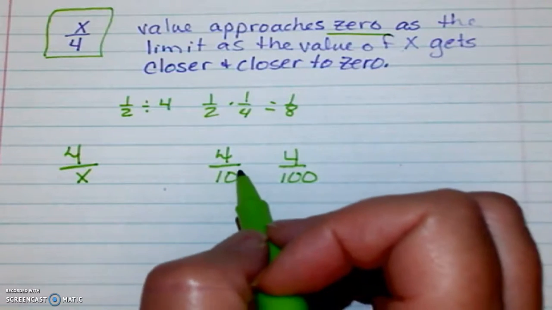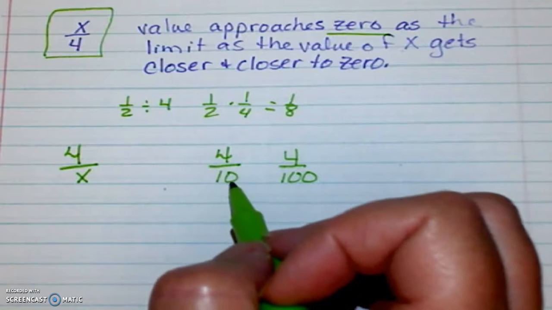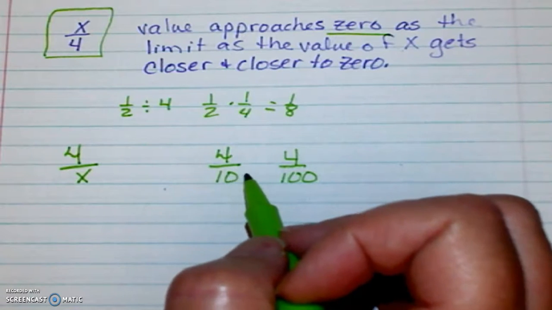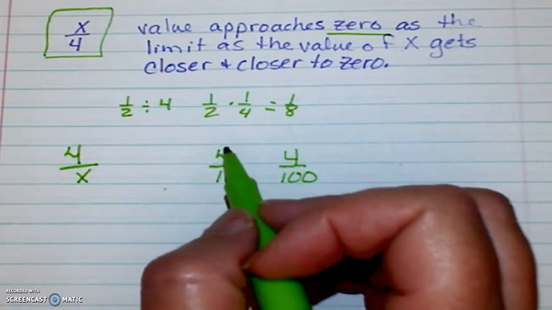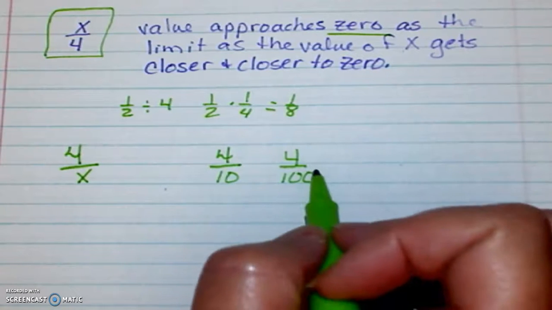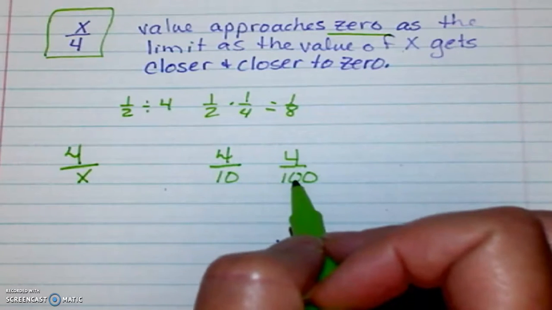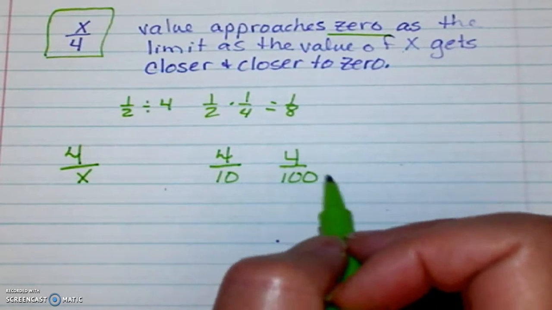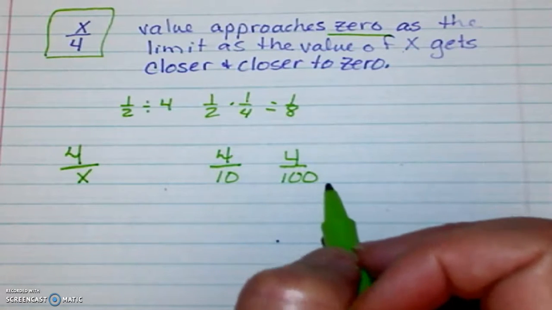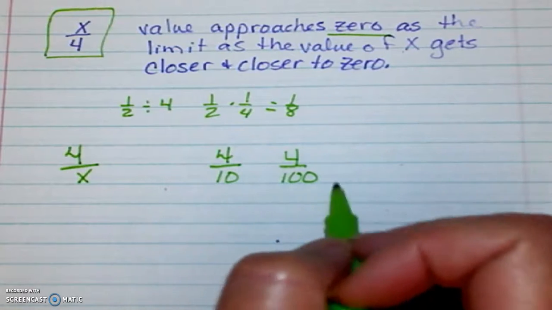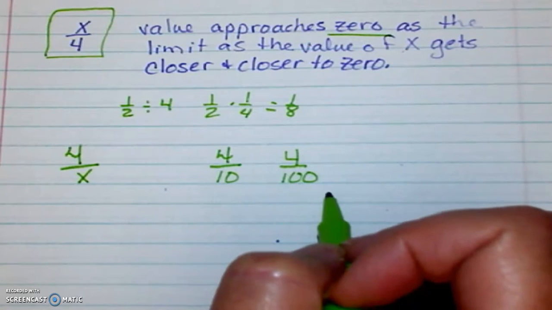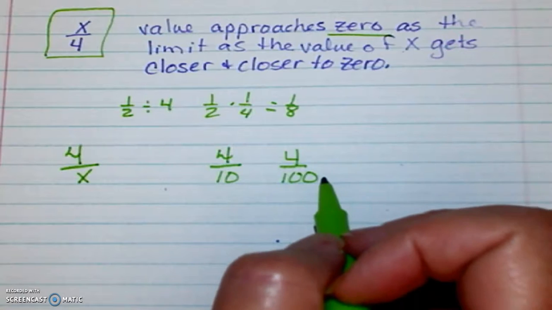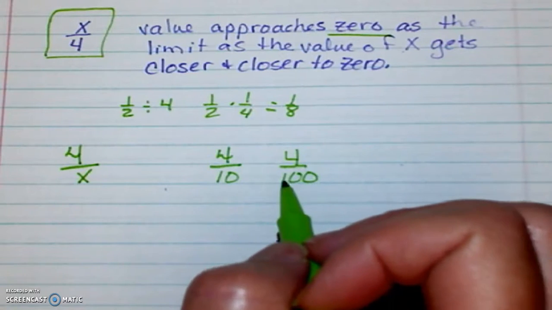So take $1. If I split it into 10 increments, that's going to be 10 cents, and I get 4 of them, so I get 40 cents. If I take $1 and split it into 100 increments, I'm talking about a penny, and 4 of them is going to be 4 cents. So the larger the denominator gets, the smaller your fraction is going to get.